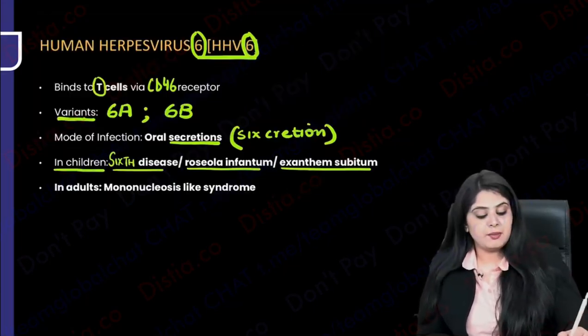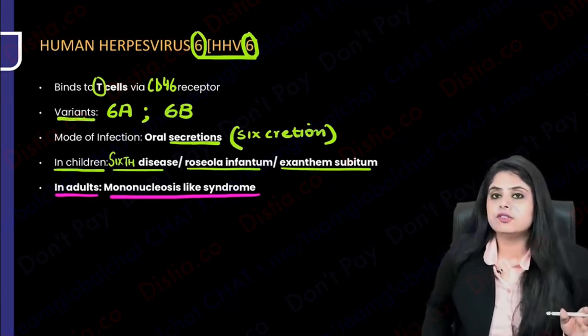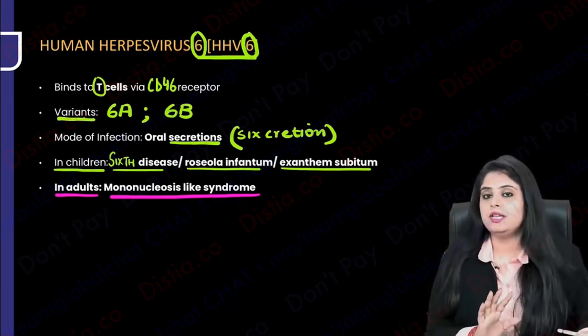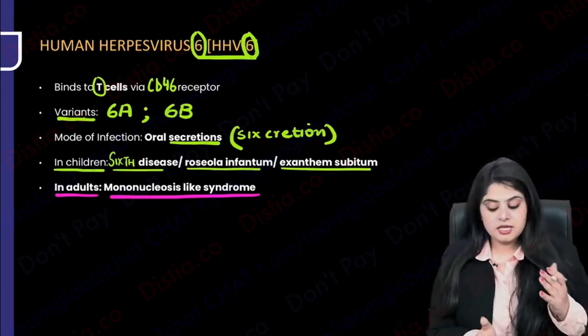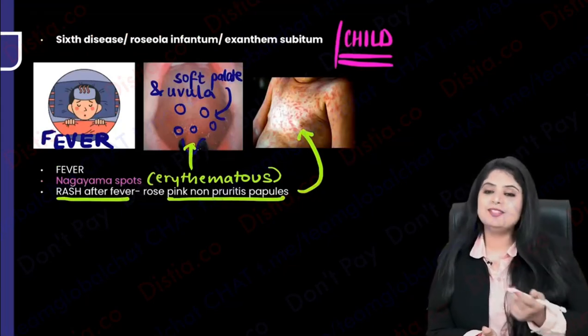Is there something that will happen in adults? Yes, infectious mononucleosis-like syndrome. We studied it for CMV also. So this also causes the same thing in adults. The fever component is there, the glandular component is not there. And when you do the Paul Bunnell test, it is negative. Same story, copy paste. Okay, now human herpes virus 6 is done, and 7 is also done along with it. But I just wanted to ask you one thing.